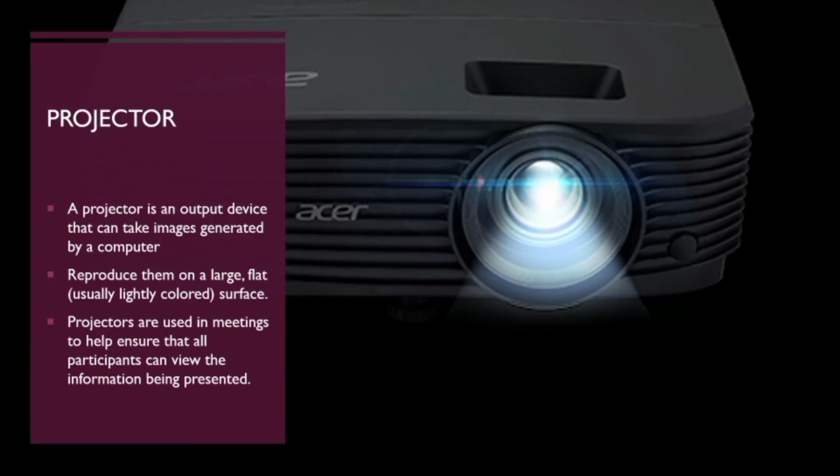And the last one is projector. Projector is an output device that can take images generated by a computer and reproduce them on a large flat, usually light color surface. They are used in meetings to help ensure that all participants can view the information being presented.